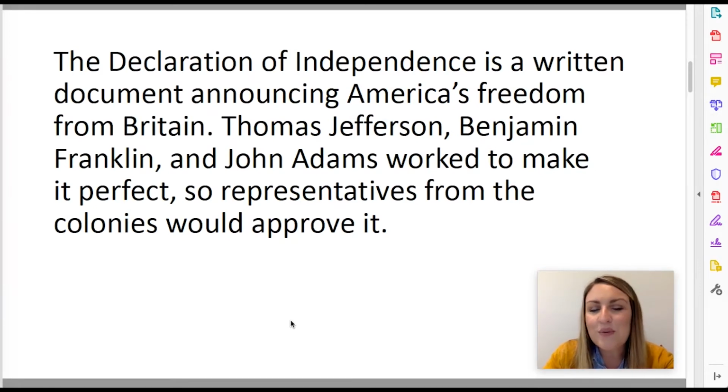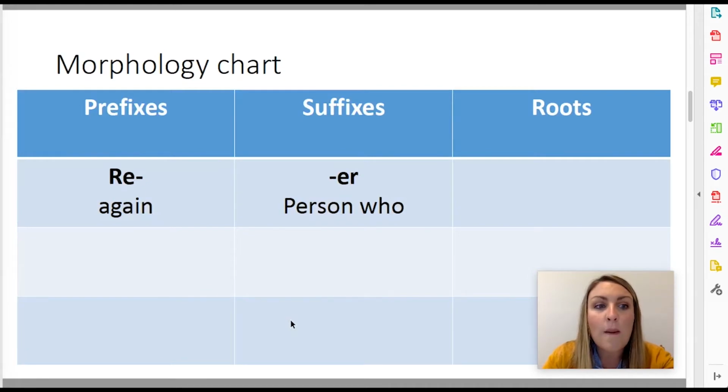Okay? Great. Now, let's review our morphology chart from yesterday. We can use morphology to be better readers, writers, and spellers. Remember, a morpheme is the smallest unit of a word that has meaning. Our morphology chart has different units which hold meanings. The first one is prefix. Say prefix. A prefix is a word part we find at the beginning of the word.